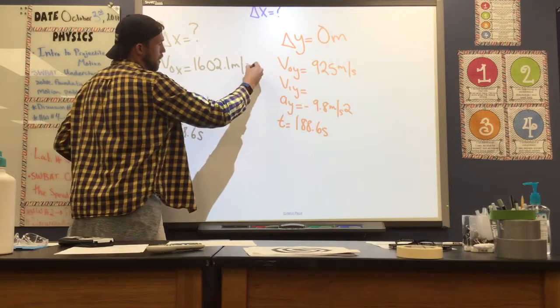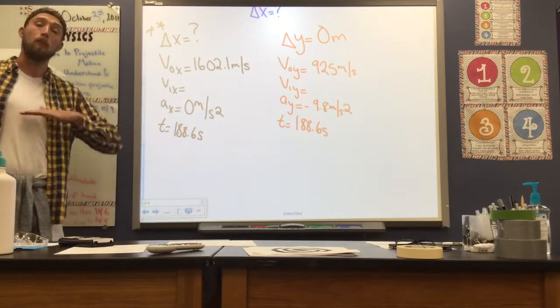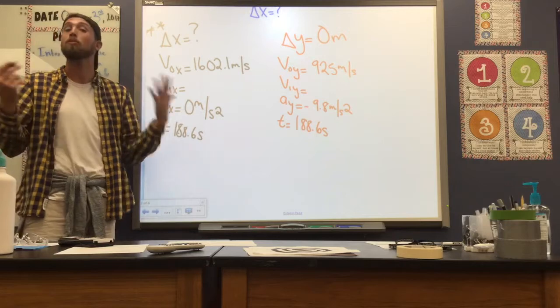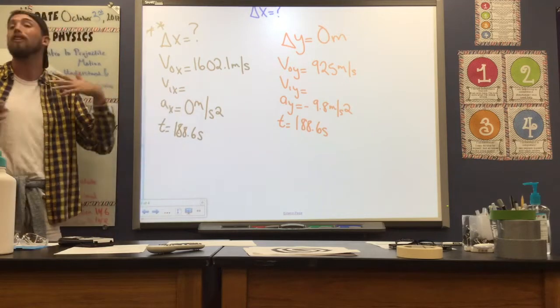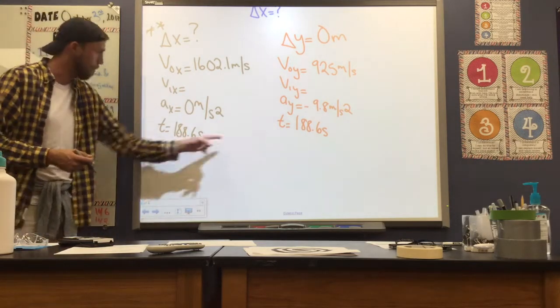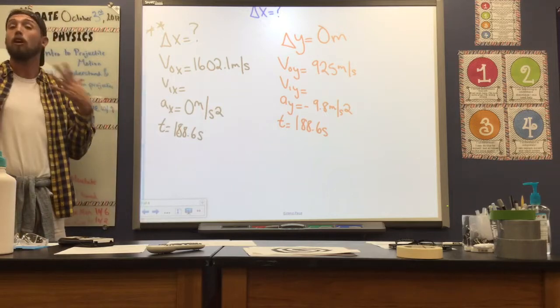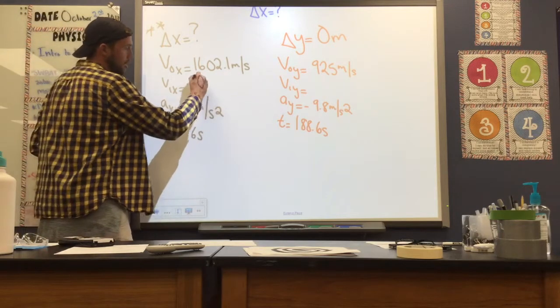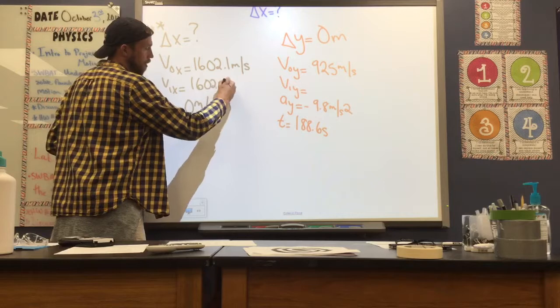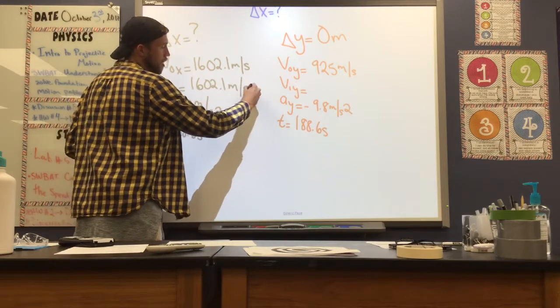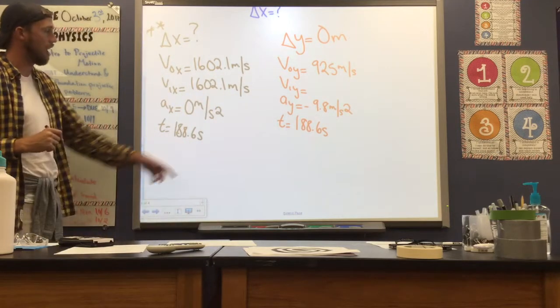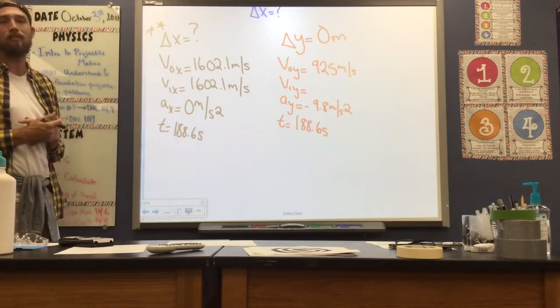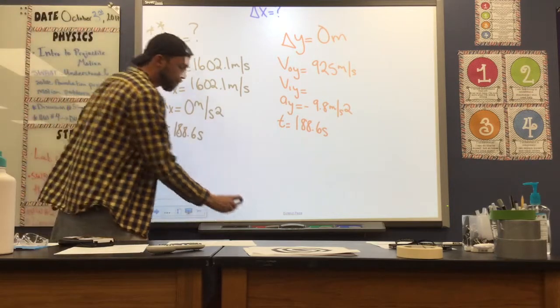1,602.1 meters per second. Since our acceleration for a projectile motion problem is going to be assumed to be 0, that means our initial and final velocity are the same. Remember, acceleration just measures how much our velocity is changing. If there's no change, our starting and final velocity must be the same. So now I have a lot of variables to help me find out about delta x.